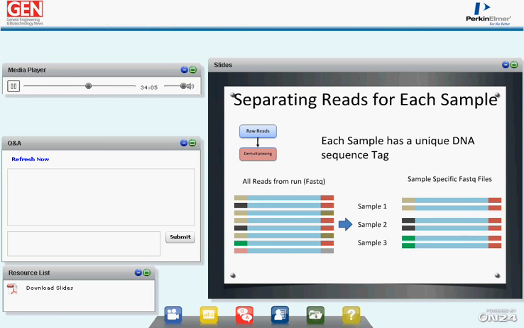For example, one of the first steps of bioinformatics is the process of demultiplexing. As you can see here on the left, we get back a giant file of all of the different sequences that were present on the run. And what we need to do is begin separating those out based upon the different samples and the unique DNA molecular bar tags that are present on each read.